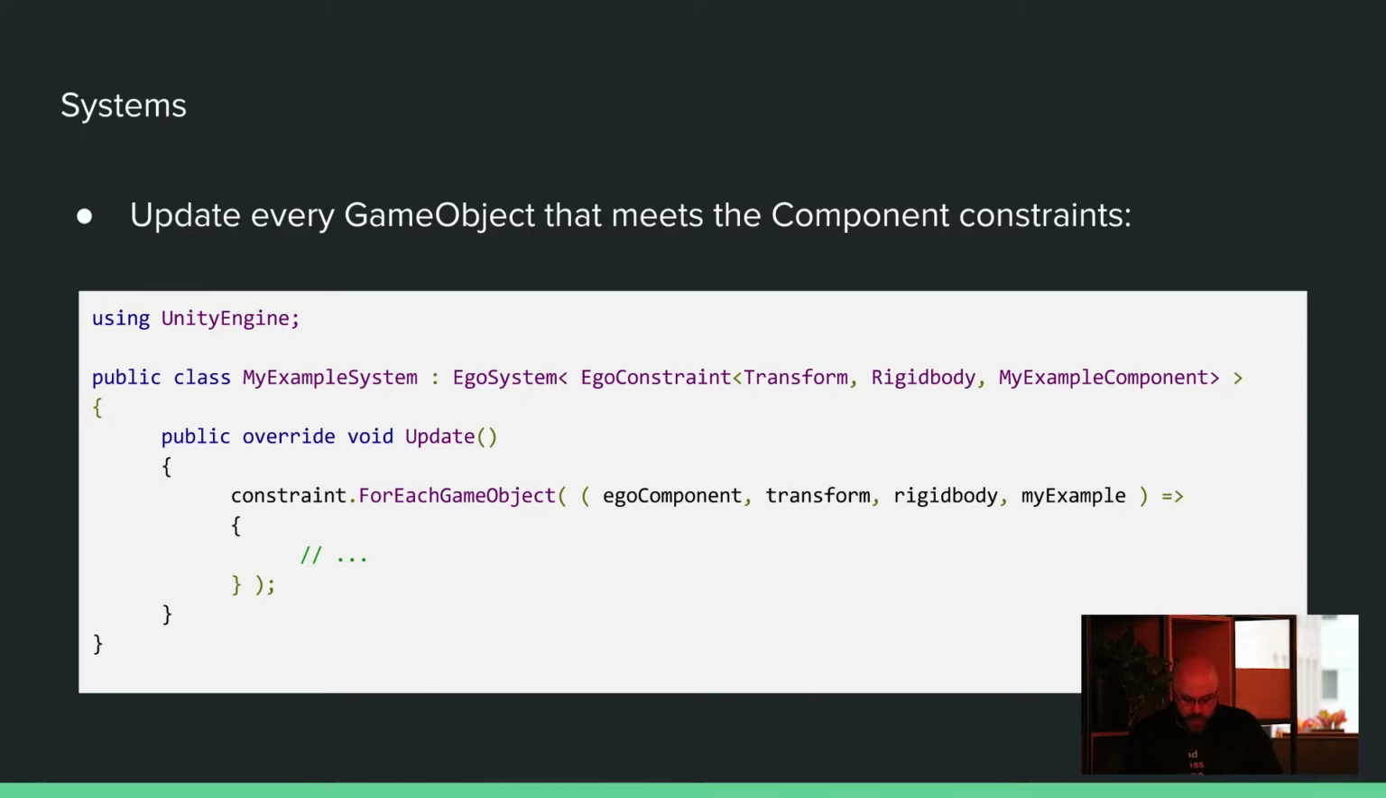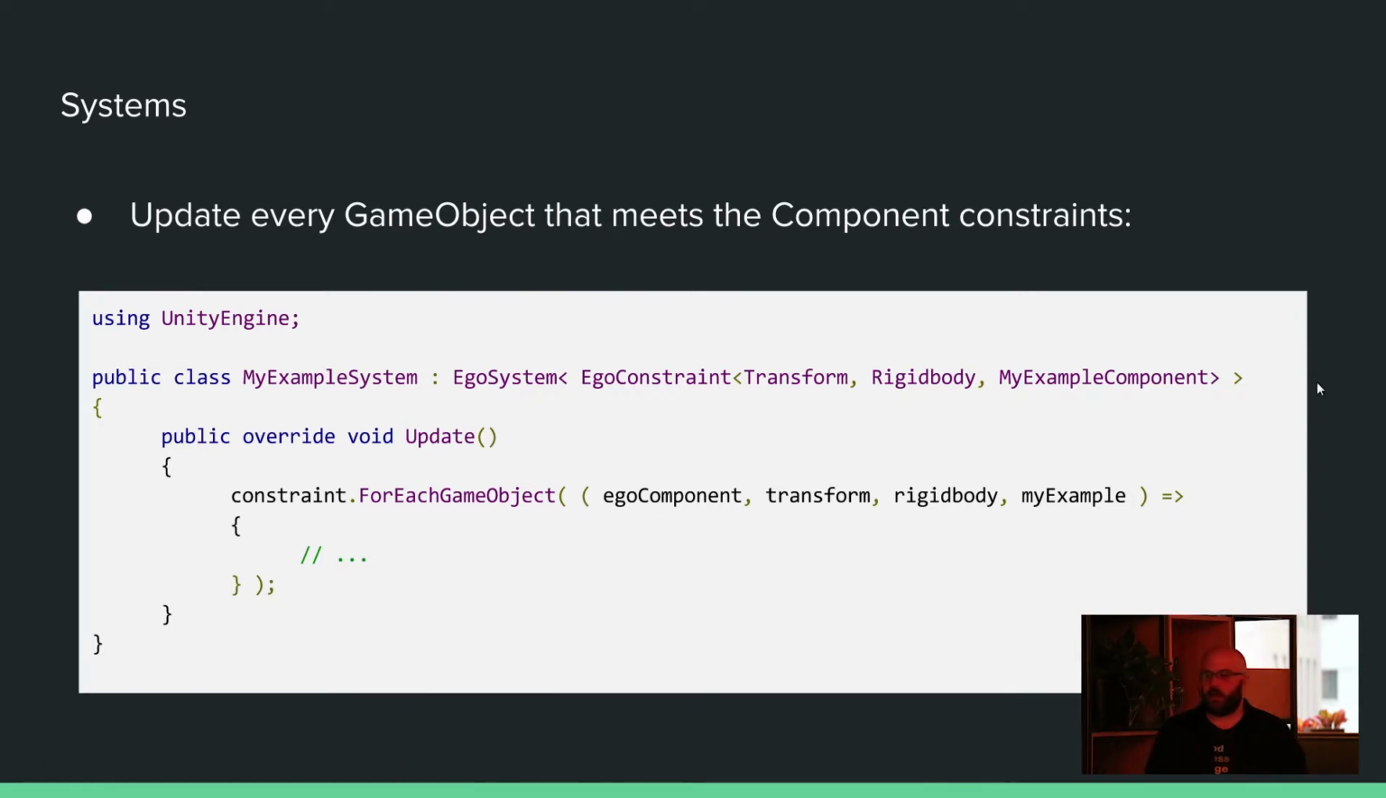Okay, so how do we do that? Some people will probably wince at this code a little bit because I'm doing some nested type signatures here. The C# compiler isn't as capable out of the box as C++, which actually 95% of the time is a good thing because template metaprogramming is a nightmare. So what I do instead here is, for my example system, I'm mandating that it only updates game objects that have a transform, a rigid body, and a my example component.